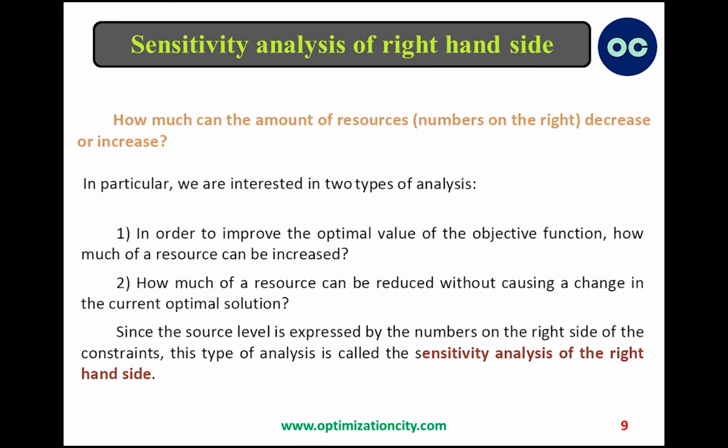First, how much can we increase the resource to enhance the objective function optimal value? Second, how much can we decrease the resource without altering the current optimal solution? As the resource levels are represented by the numbers on the right-hand side of the constraints, this analysis is known as sensitivity analysis of the right-hand side.